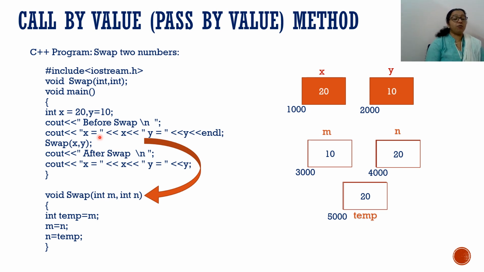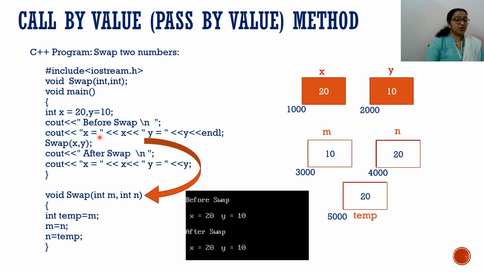Now what will be the output? See this, before swap and after swap. Before swap, X is 20, Y is 10. After swap we are also printing the same X and Y. See, X and Y are not reflected. Only M and N changed. X and Y are in the same condition itself. So X is equal to 20, Y is equal to 10 itself. This is called the call by value method.